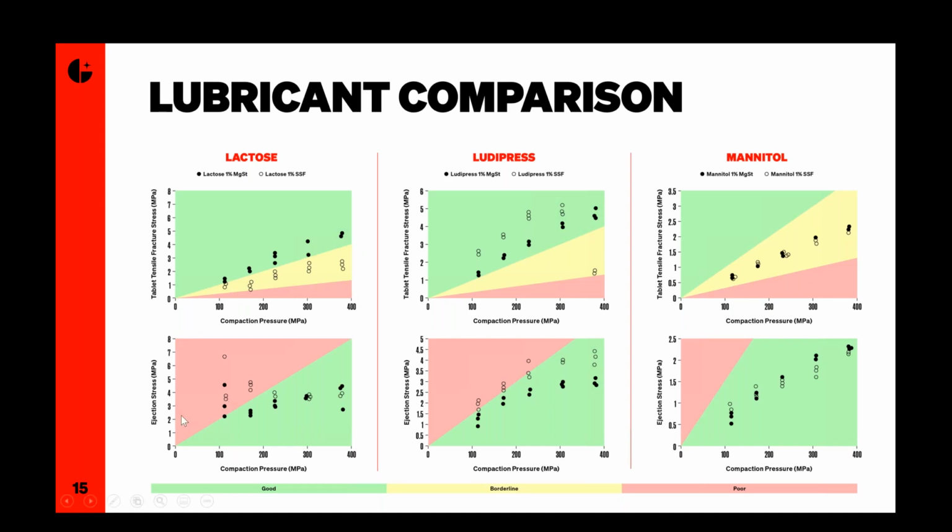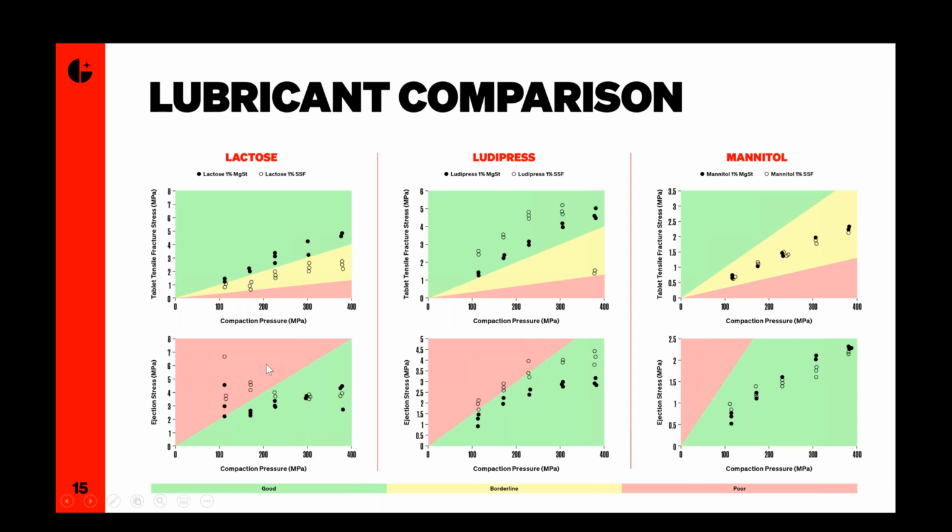And similarly below, the graphs on the bottom are ejection stress profiles. As I said, we use the ejection operation, the force required to push the tablet out of the die, to evaluate how effectively the blend is lubricated. If the ejection stress values are high, that means we have a poorly lubricated blend and we're likely to see sticking and picking issues.